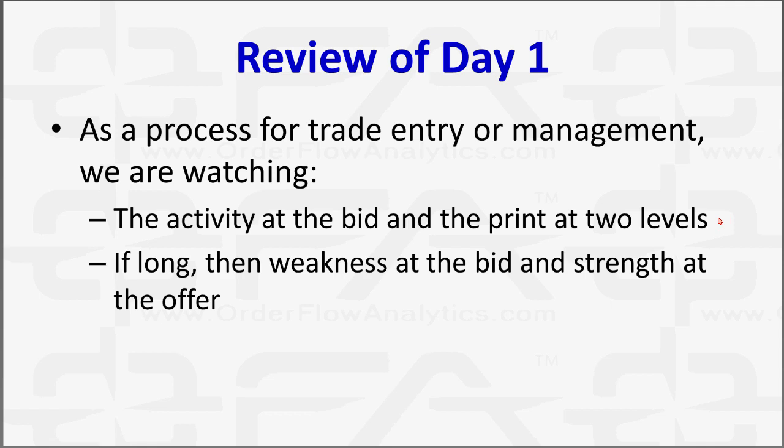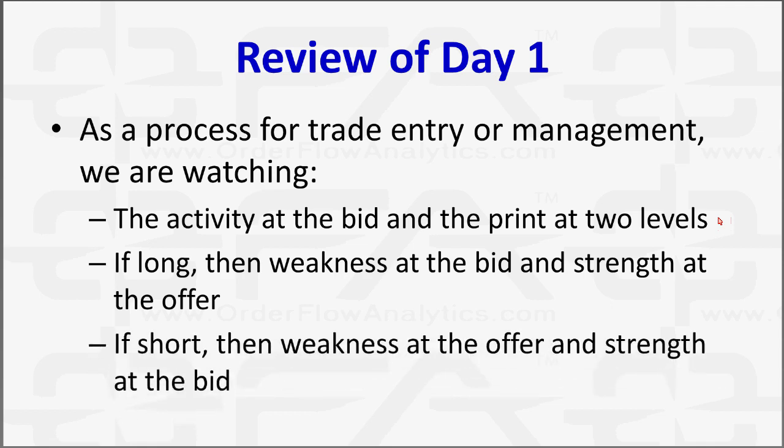So as an example here, if I'm long at the bottom, I want to see weakness at the bid, strength at the offer. And like I just showed you, if I'm looking for a short, I want to see weakness at the offer and strength at the bid. And I want to see that at my level where I want to take the trade. But I'm also making sure that I'm looking 1 to 2 levels below that, and confirming that if I'm short, buyers are in fact relenting and the selling activity at the bid is increasing. Does that make sense?